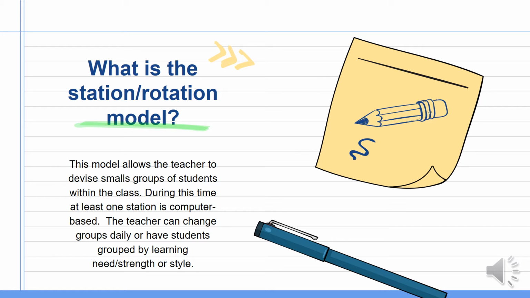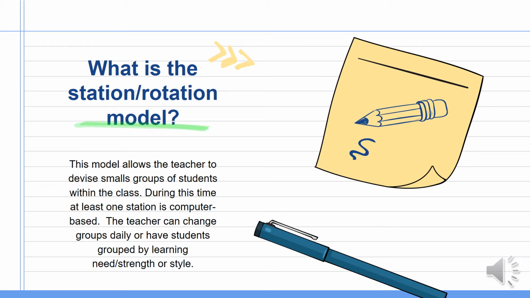What is the station rotation model? This model allows the teachers to devise small groups of students within the class. During this time, at least one station is computer-based. The teacher can change groups daily or have students grouped by learning need, strength, or style.